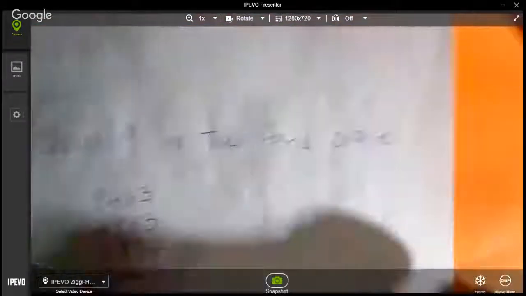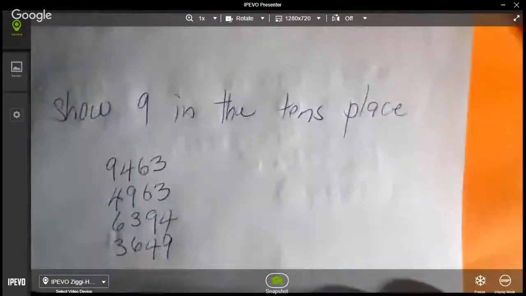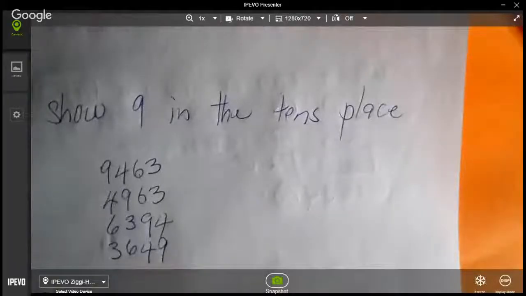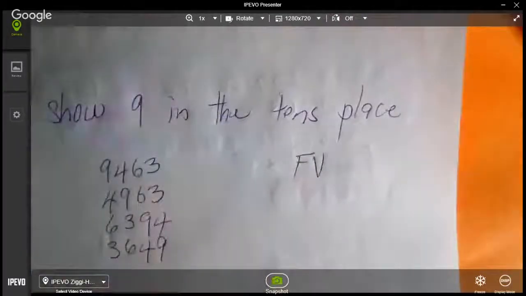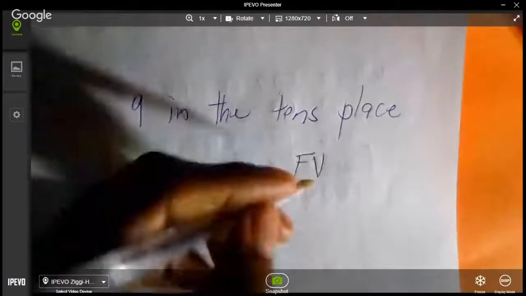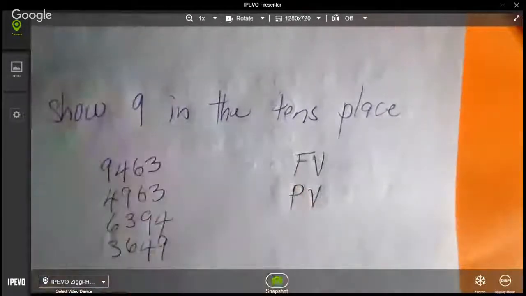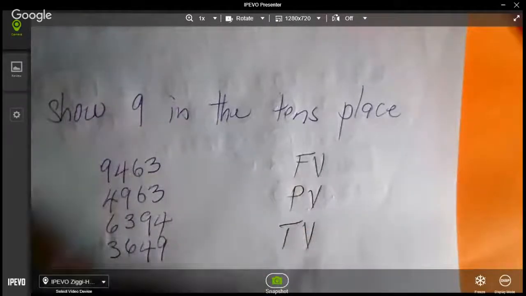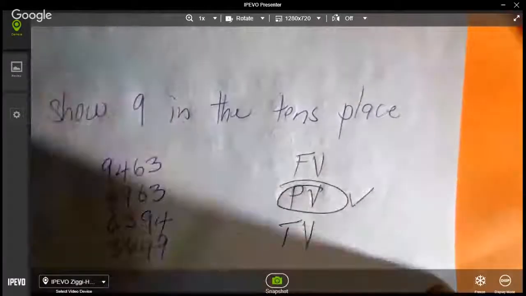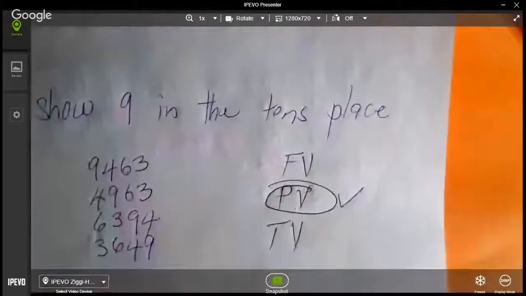Another easy one here. What type of question is this? Show 9 in the tens place. Sir, place value. What do we know about place value? We need to know the face value. We need to know the place value. And we also need to know the true value. All right. So this time around, they're just asking us for the place value. So let's label up.